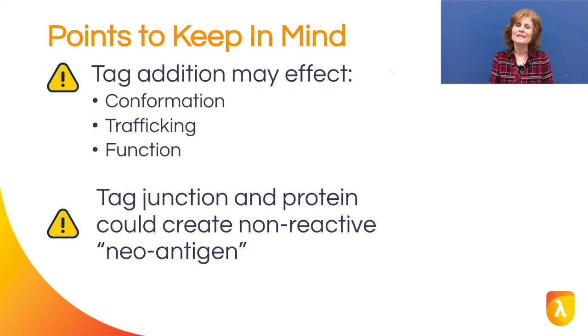It is important to keep in mind that cloning of the tagged protein may affect conformation, trafficking, or function of the original protein. Placing the tag at the carboxy or amino terminus should mitigate this problem. It is also possible that the junction of the original protein and the tag can lead to the creation of a neoantigen that is unrecognizable by the antibody.